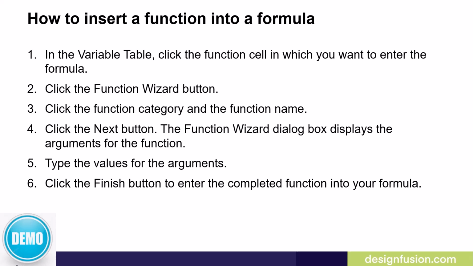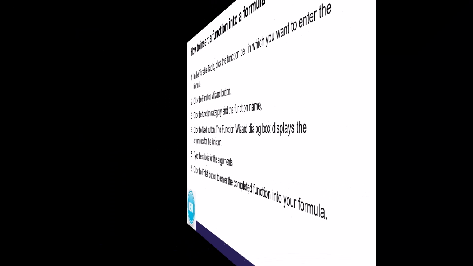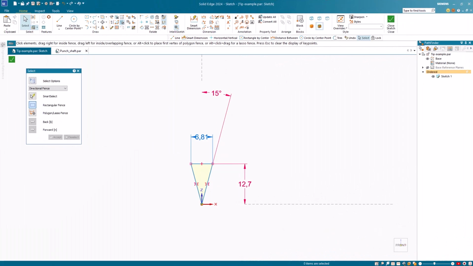Let's have a look at this in Solid Edge. In this example, we have a job to make a series of punch holders. The punch tips vary in size but are all conical in shape. Only the cone angle and length change.